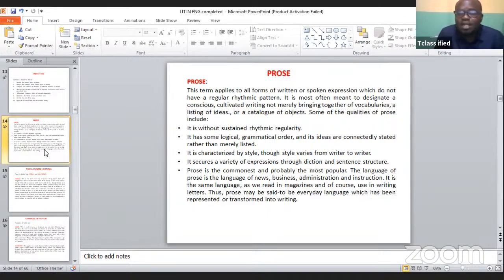So today we're going to be looking at prose. We've looked at drama. I would say that drama is a story told in action by impersonators known as actors.